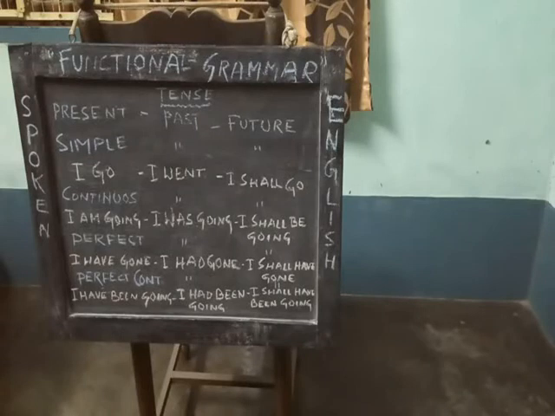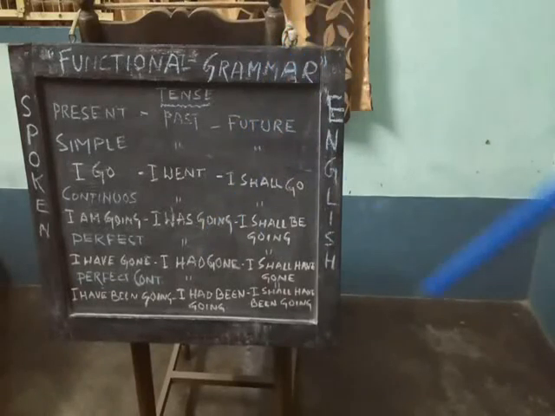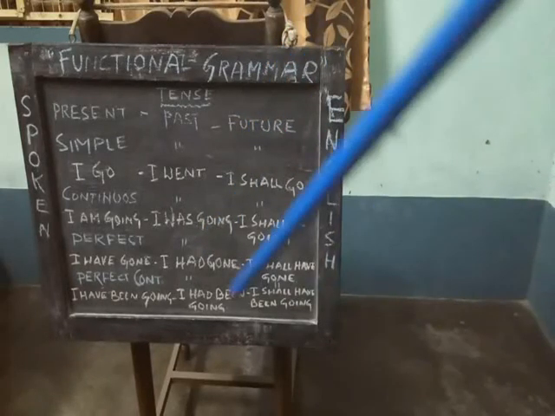Okay. To describe it, how we can describe it? An action going on at a point of time or over a period of time in the past. This is called past continuous tense. Once again I am repeating: an action going on at a point of time or over a period of time in the past is denoted as past continuous tense. Like, as an example, I was going. That is past continuous tense.